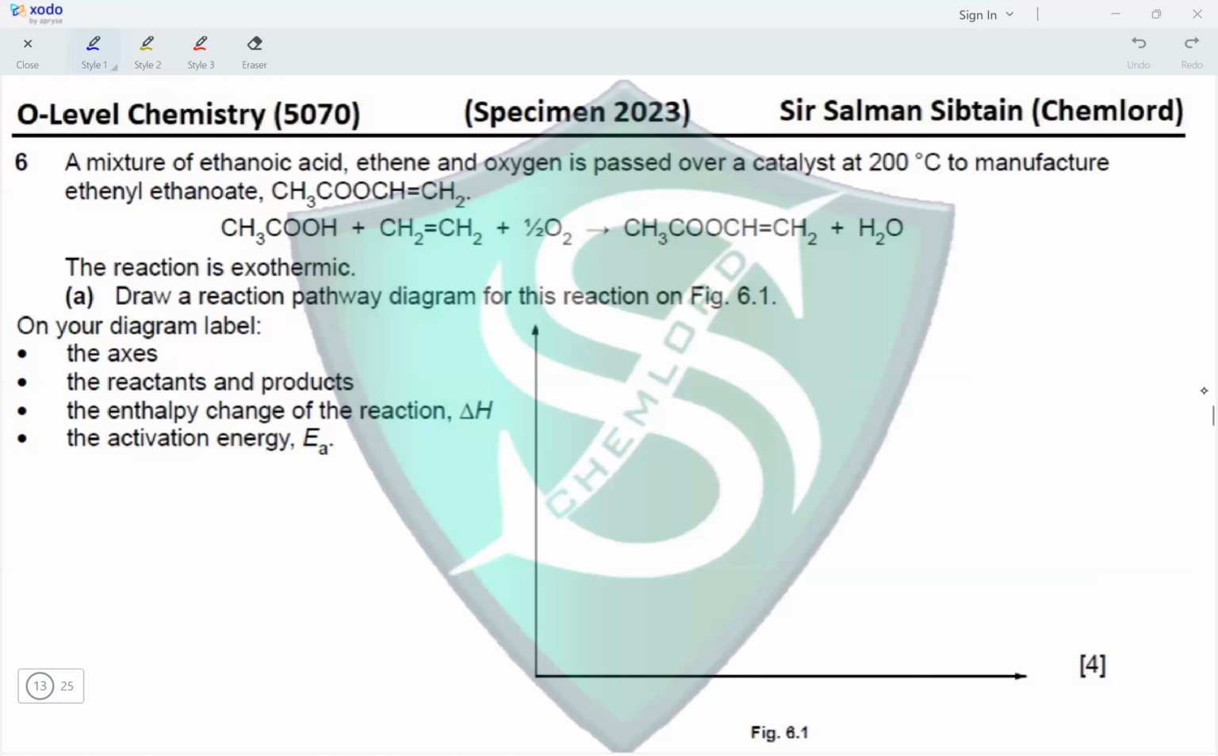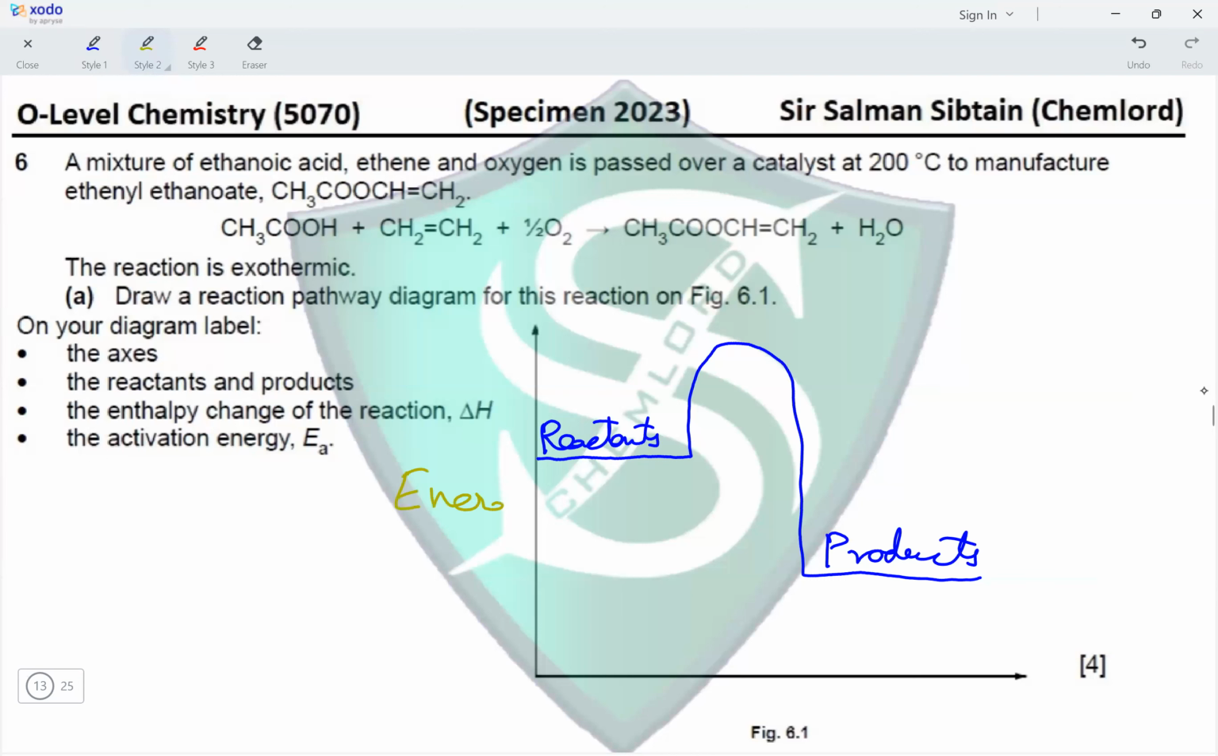Okay, so first of all, they have told us that this is an exothermic reaction. An exothermic reaction is the one in which energy is given off. So in this case, we have got reactants at a higher level compared to the products. So we will write reactants here and we will write products here. The next thing that we will do is label the axis. The y-axis is called energy and the x-axis is labeled as progress of reaction.